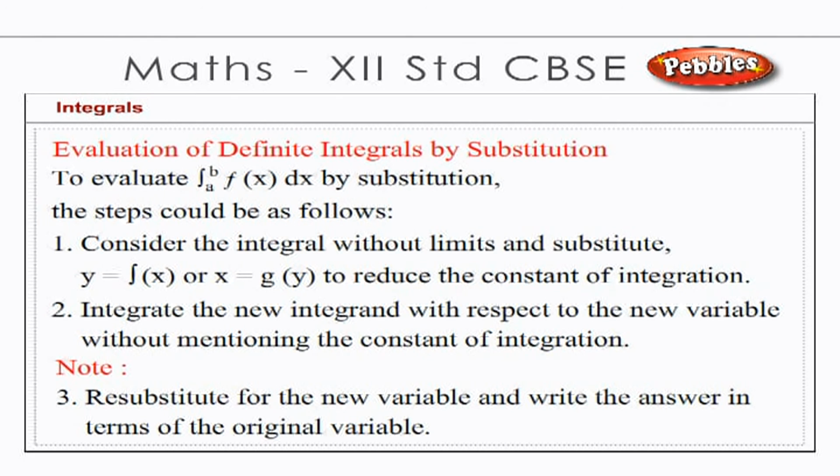Evaluation of definite integrals by substitution. To evaluate integral a to b f of x dx by substitution, the steps could be as follows. 1. Consider the integral without limits and substitute y is equal to f of x or x is equal to g of y to reduce the integral to a known form. 2. Integrate the new integrand with respect to the new variable without mentioning the constant of integration.